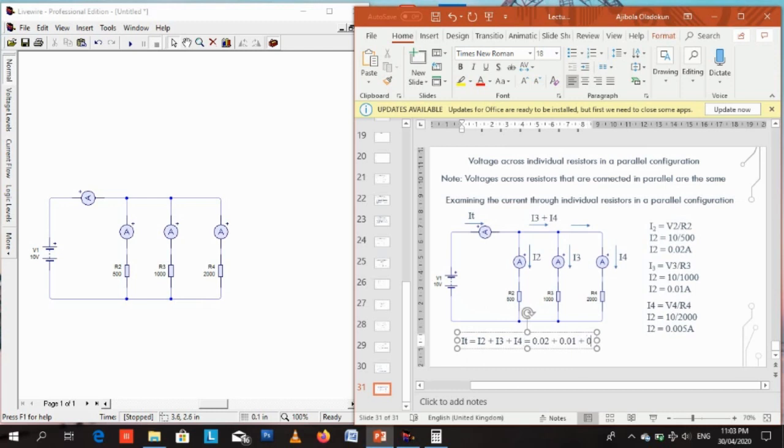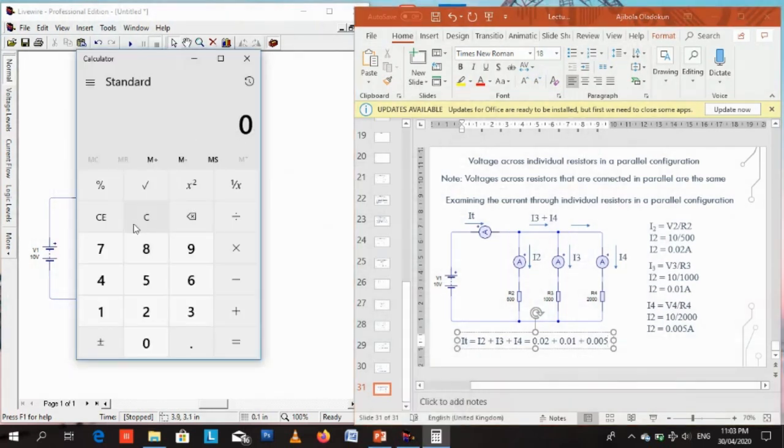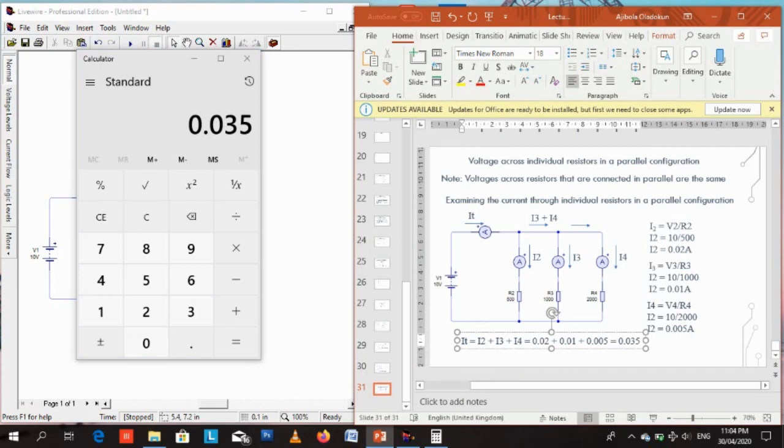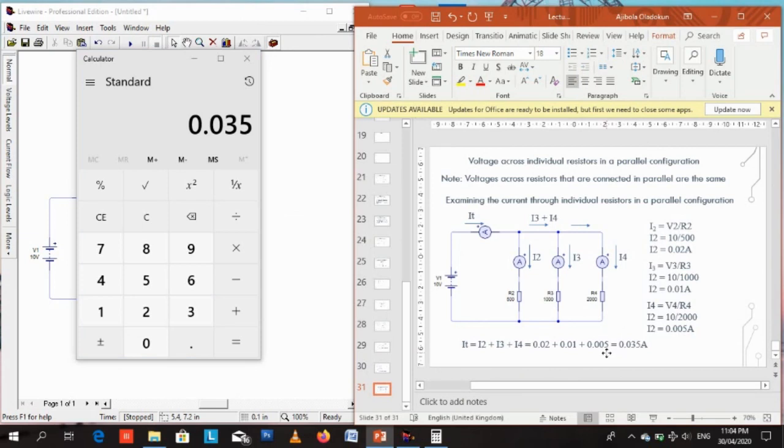I2 is 0.02, I3 is 0.01, and I4 is 0.005 amps. If you add them together, let's get a calculator. 0.02 plus 0.01 plus 0.005 equals 0.035 amperes. So this is the total current that is supplied by the battery, or by the DC voltage source.